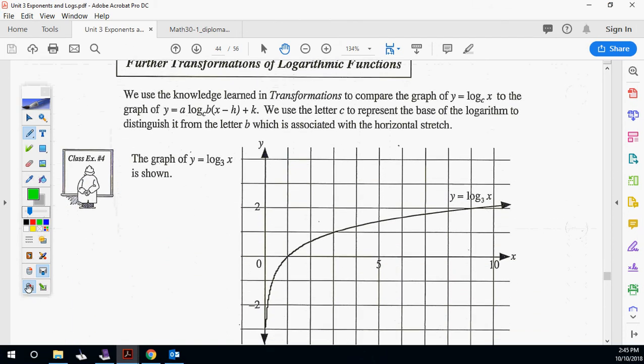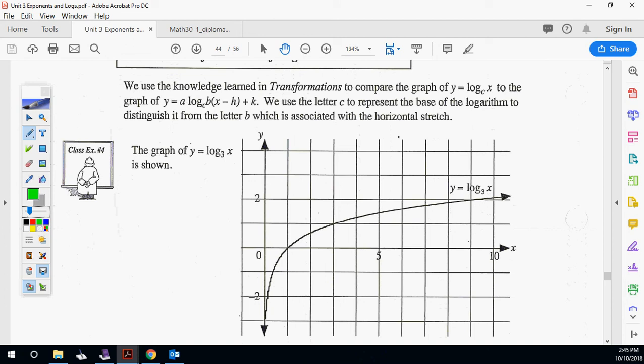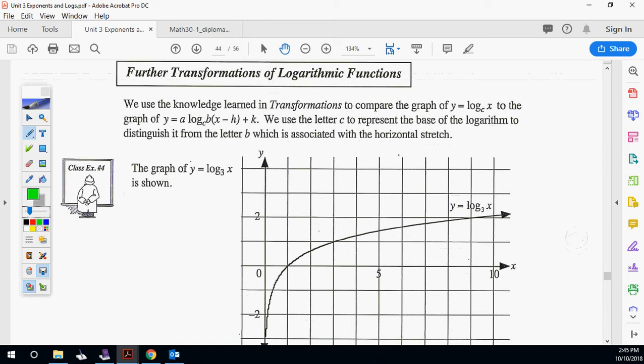Okay, so here, we use the knowledge learned in transformations to compare these two. So strictly, I'm just going to show you that, guys, x minus h, that still means opposite. So move right or move left. K still means up or down. B still means horizontal stretch. A still means vertical stretch. Okay, so all that stuff's the same.